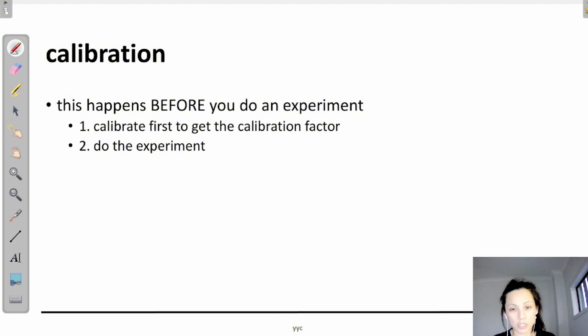Once you've done the calibration and you've established what the calibration factor is, then you do your actual experiment. So please don't get these mixed around. I see too many students thinking that they're both the same thing. Calibrate first, figure out the calibration factor, and then do the experiment. Two separate, I wouldn't even call it experiments, two separate processes, two separate procedures.